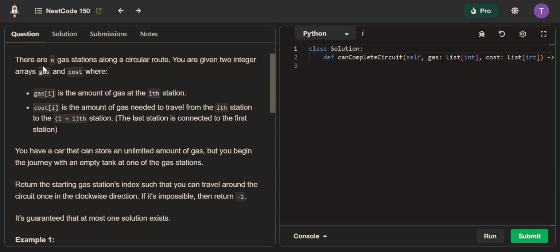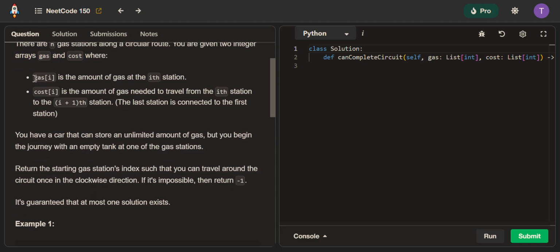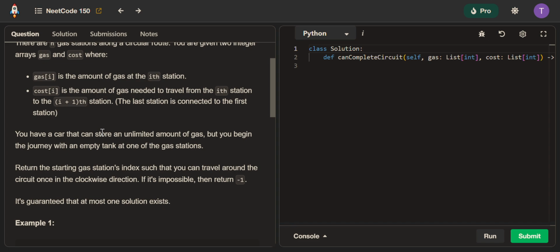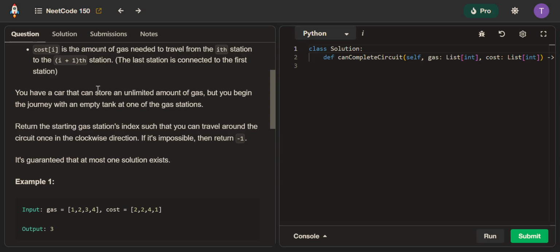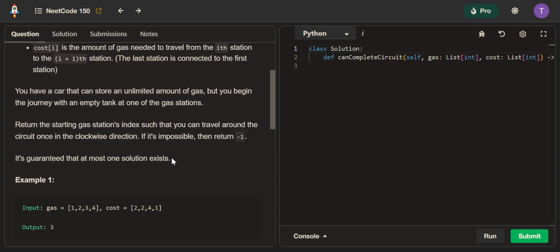And we are going to have two arrays of integers, gas and cost. At every position, we have the amount of gas we can get from a particular station and the cost it will take us to get this gas. We want to know, if we can store an unlimited amount of gas, if we are allowed to go all the way around the circle once. If it is not possible, we're going to return -1.